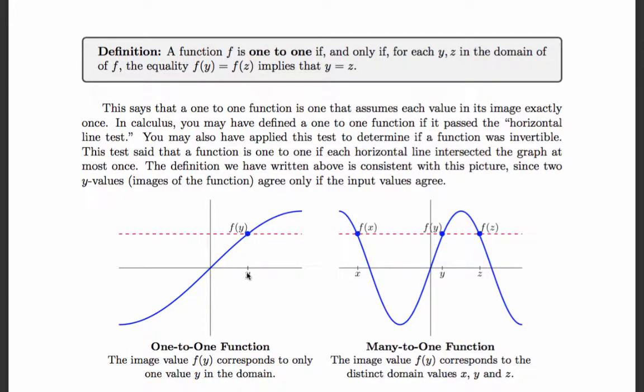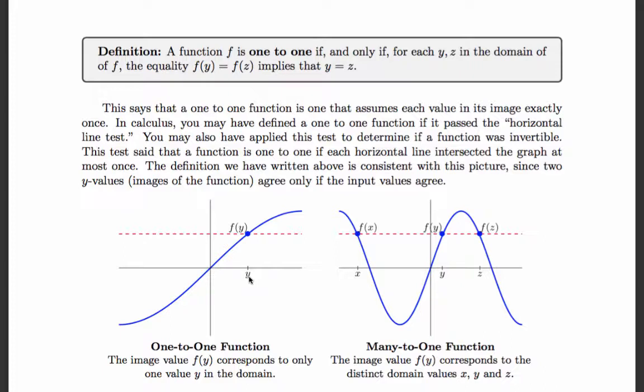In other words, if you look at y and the mapping of y to f of y, there's no other value in the image equal to f of y for a different value of y, or x. In fact, this may seem familiar to you if you've talked about inverses in other courses. If a function had an inverse, it had to pass a horizontal line test, and that's essentially what we're doing here.